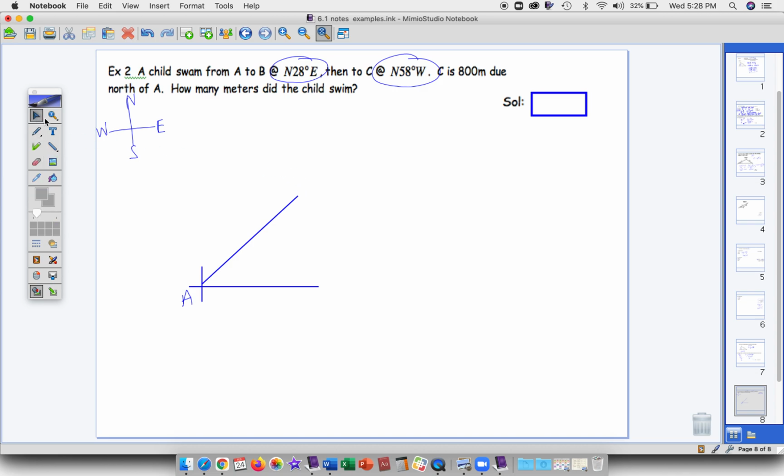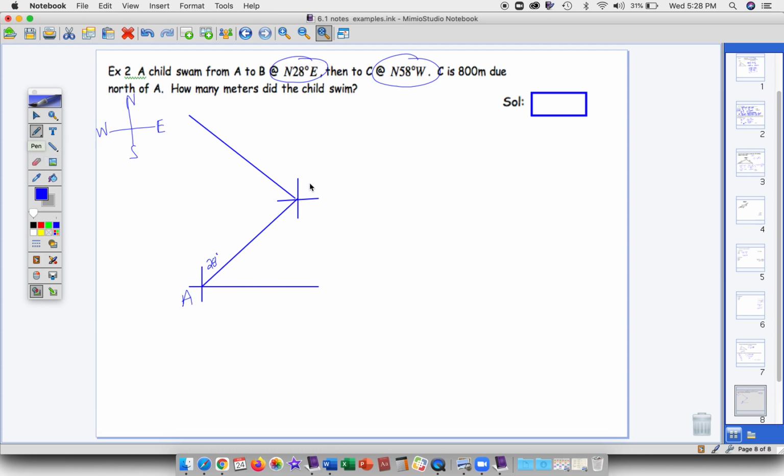It looks like I'm a little high. Let me bring this down. That's a little better. Okay, so this is my 28 degree angle here. And now the child changes course. So I'm going to do another north, south, east, west. Let's bring that up. And now the child is going off from the north to the west. To get back to the shoreline, they're going due north of A.